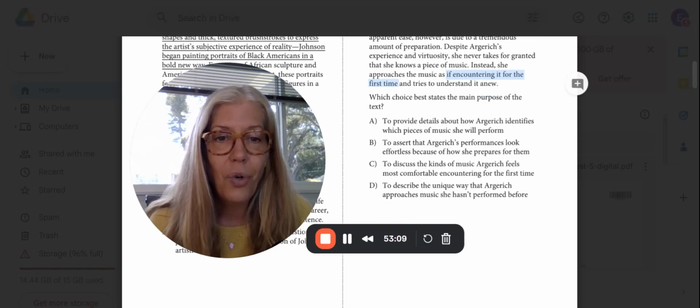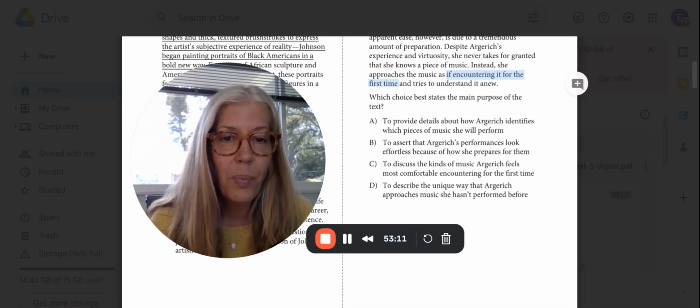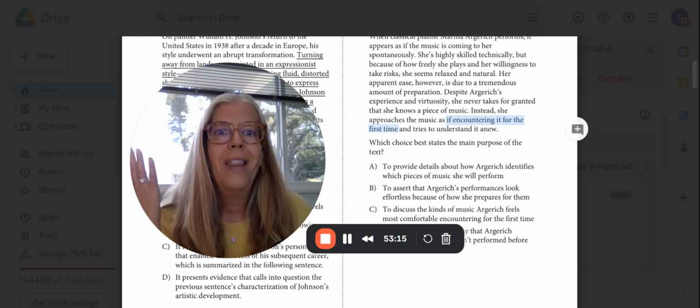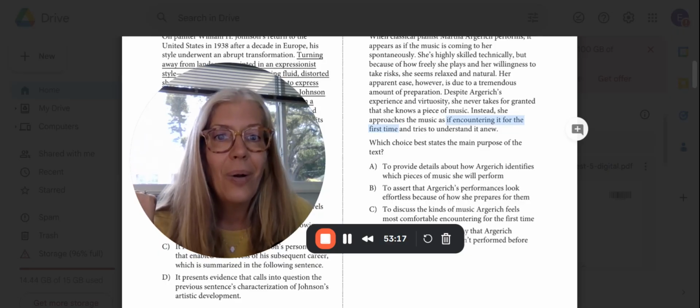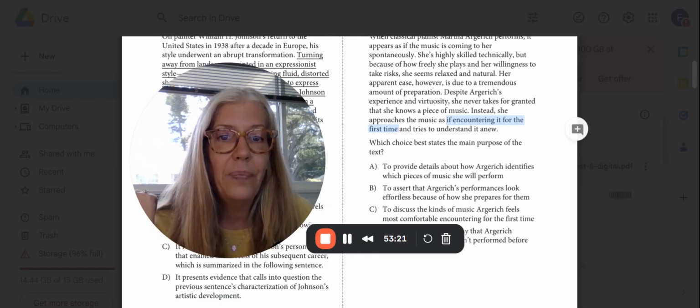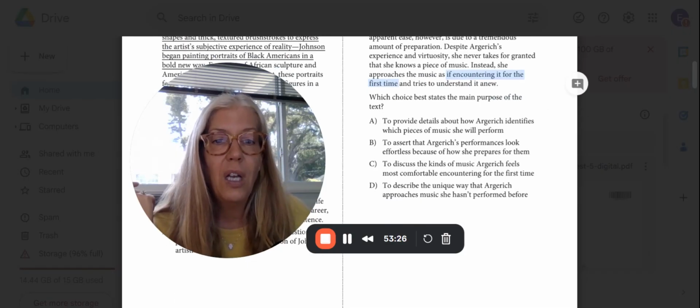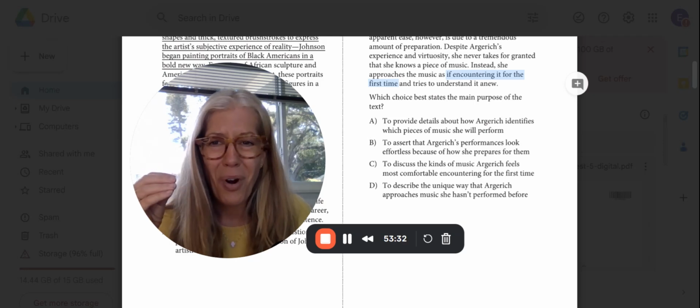And then D, to describe the unique way Argerich approaches music she hasn't performed before. Again, look, they said that in there, that she never takes for granted that she knows a piece. How she approaches music that she hasn't performed before, but that's only a part of it. All in all, the bigger picture was B.